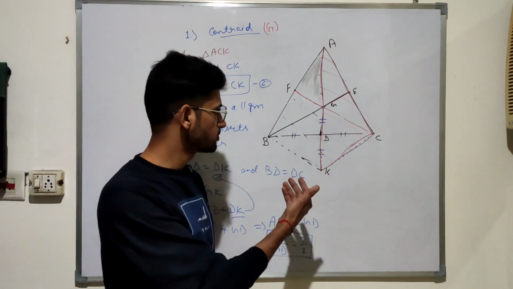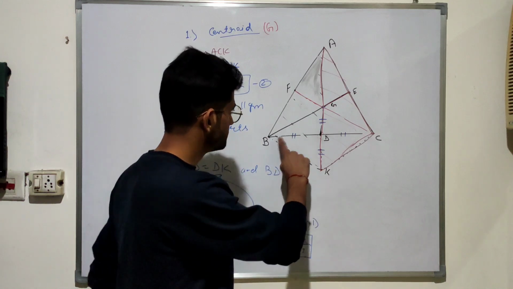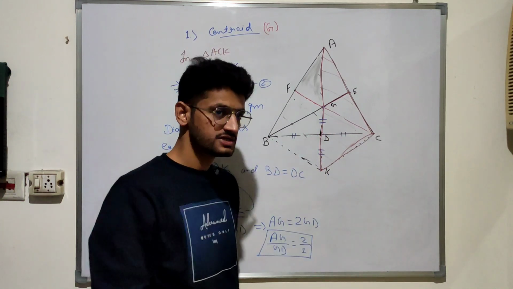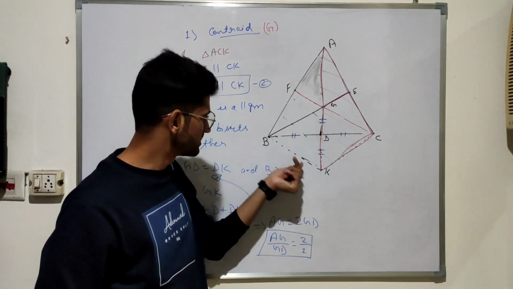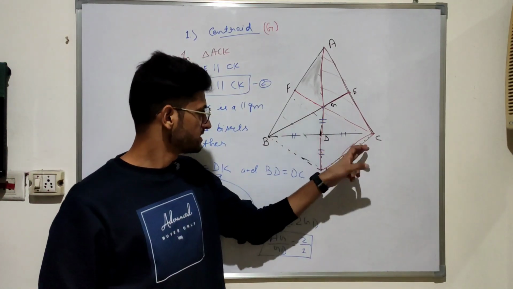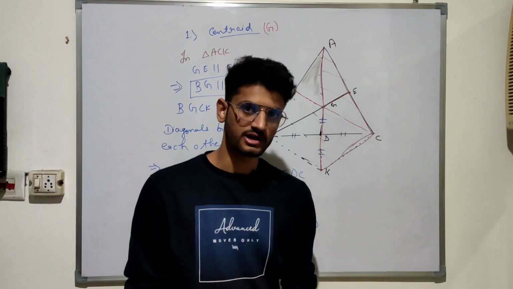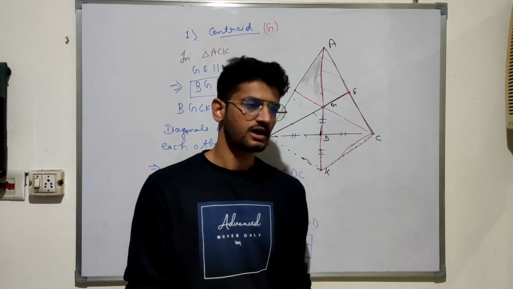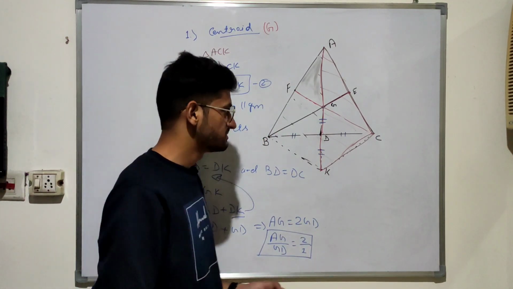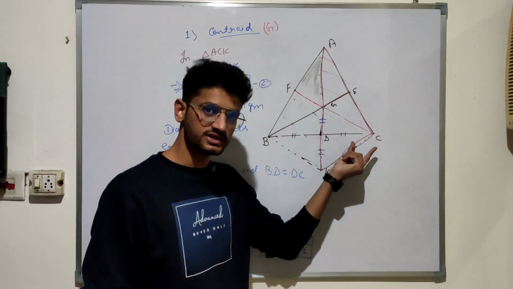Similarly, we have applied the same logic to the triangle ACK. From there, we saw that BG is going to be parallel to CK. Since we know that GC is parallel to BK and BG is parallel to CK, it means that BGCK is going to be a parallelogram, and we will apply the property of a parallelogram that diagonals of a parallelogram bisect each other. What does this mean? GD is going to be equal to DK and BD is going to be equal to DC.